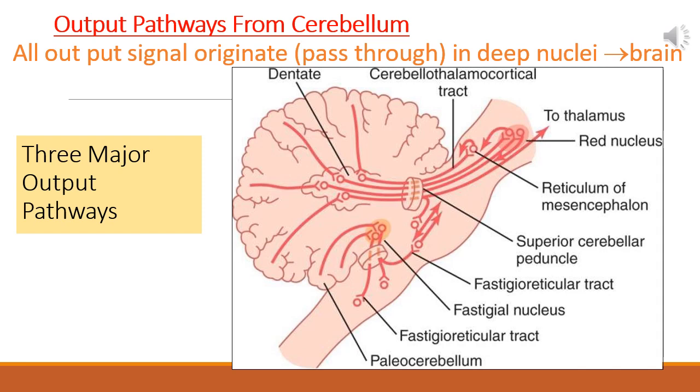Output pathways from cerebellum. All output signals originate from or pass through the deep nuclei. There are three major output pathways. The diagram is showing the cerebello-thalamo-cortical tract to thalamus, red nucleus, reticular formation of mesencephalon, superior cerebellar peduncle, fastigioreticular tract, fastigial nucleus, fastigioreticular tract, paleocerebellum.